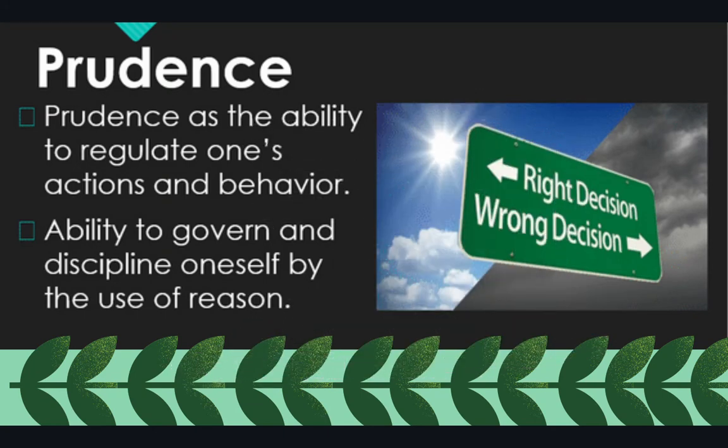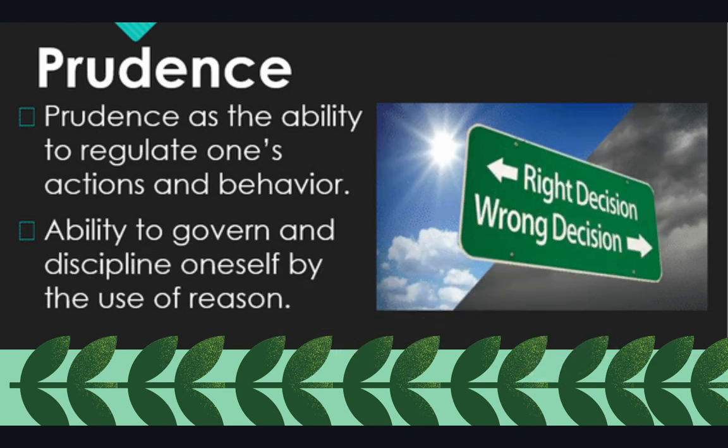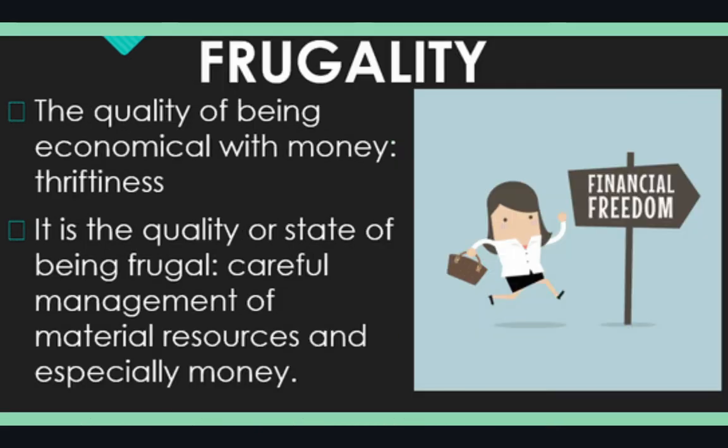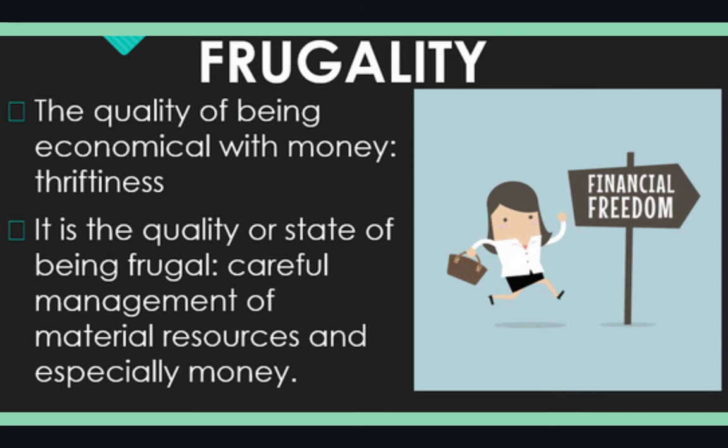So what do we call prudence? When we talk about prudence, it is the ability to regulate one's actions and behavior. It is also the ability to govern and discipline oneself by the use of reason. On the other hand, frugality is the quality of being economical with money, or thriftiness. It is the state of being careful in the management of material resources, especially money. That is the formal definition of prudence and frugality.